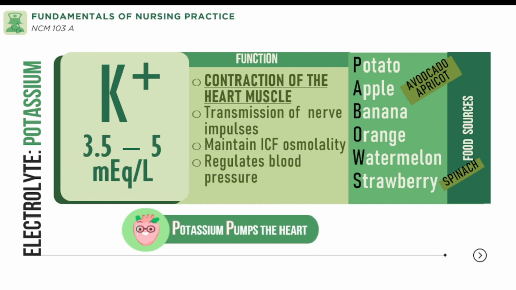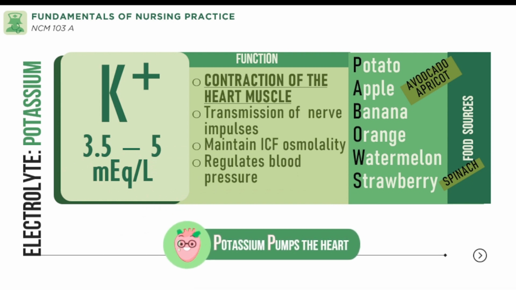Okay, so to make it easier for you to remember, P, potassium, has another P, it pumps the heart. So potassium is essential for the contraction or the pumping mechanism of your heart.